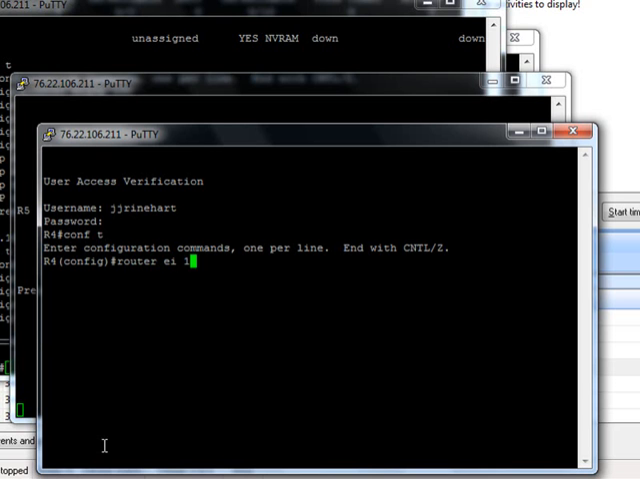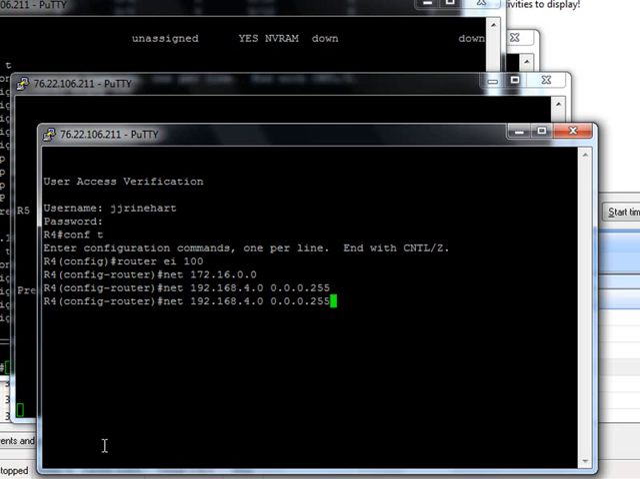Router EIGRP 100, network 172.16.0.0, we'll just make that one easy. Network 192.168.4.0, 0.0.0.255, do 44.0, and then network 10.4.4.4, 0.0.0.0.